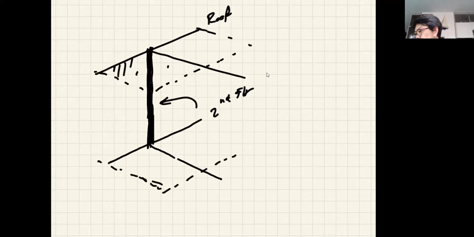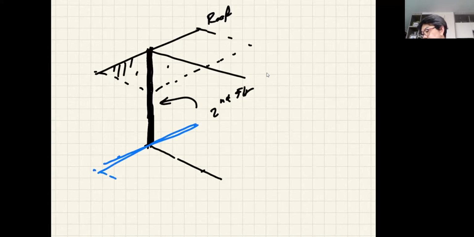So let me change the color. Okay. And let's say this is your second floor. And that is its own tributary area of some kind.